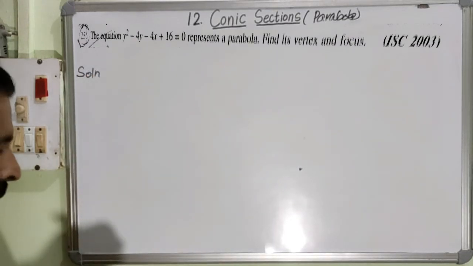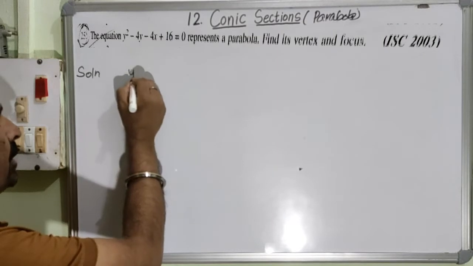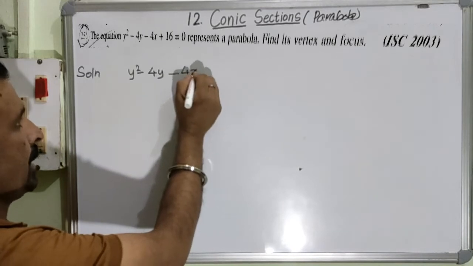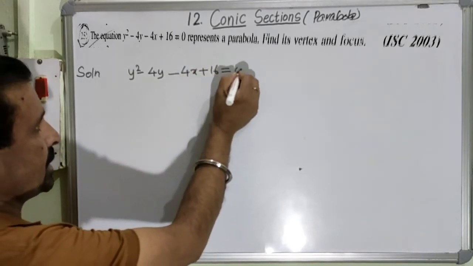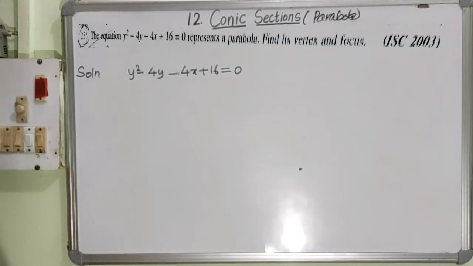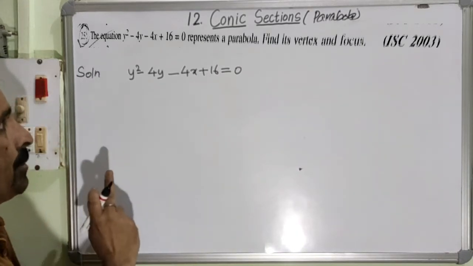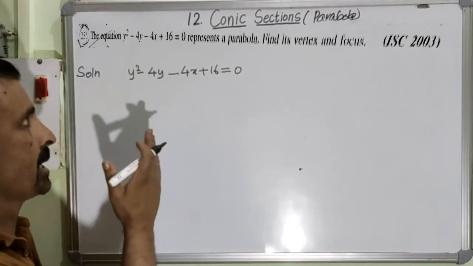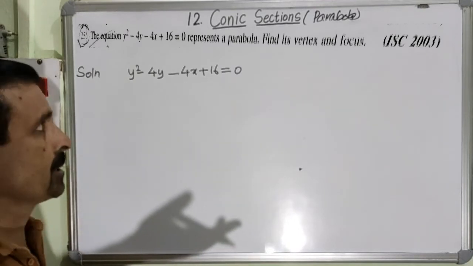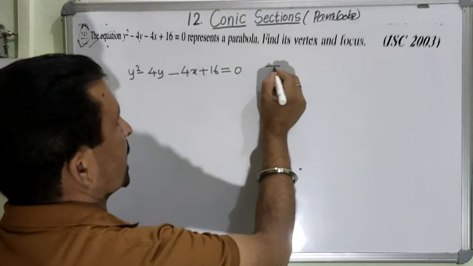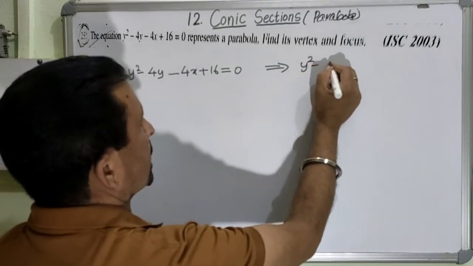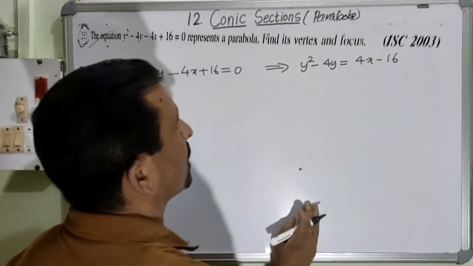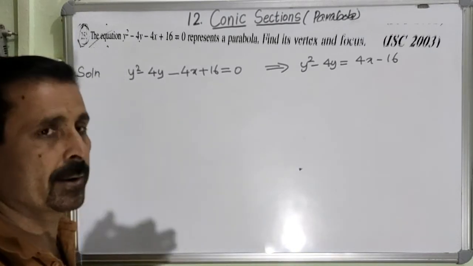First of all, the equation is given as y square minus 4y, then minus 4x, and then plus 16 is equal to 0. This is the equation of the parabola given. The similar question we have done before also. Now you may remember that in such kind of question, what we do is we first of all separate this y from all the elements. Is it okay? So we can write this as y square minus 4y is equal to 4x minus 16. Right? This is the first thing that we did. We separated this y from all the elements.